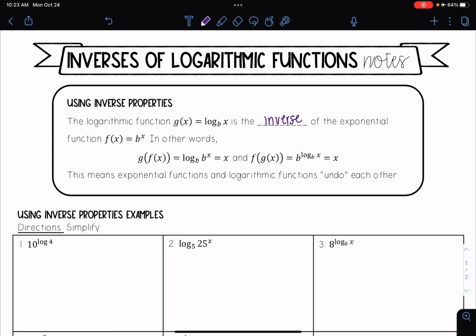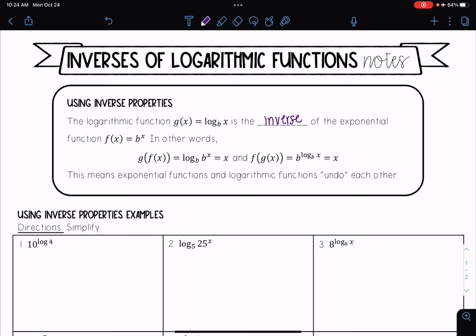So in other words, g of f of x, which is equal to log base b of b to the x, is equal to x. And f of g of x is equal to b raised to the log base b of x, which is also equal to x. So essentially this means that exponential functions and logarithmic functions undo each other. Just like addition and subtraction are inverses, and multiplying and dividing are inverses of each other, exponentials and logs are also inverses of each other.